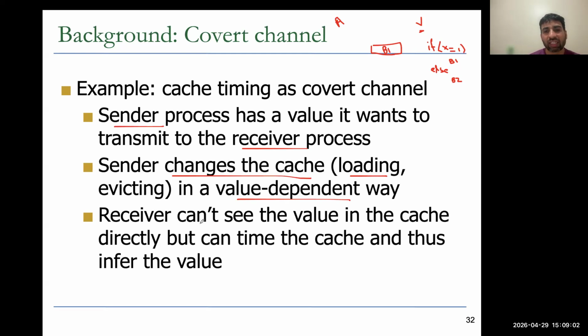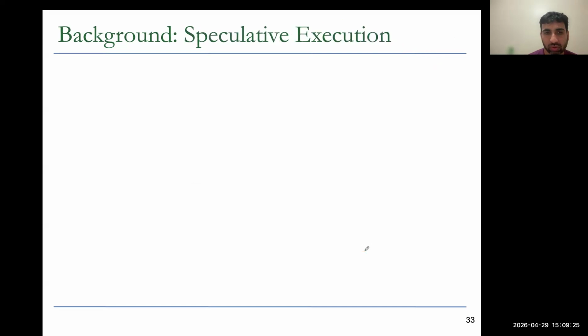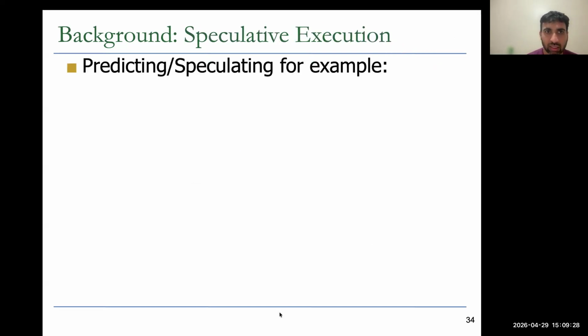And the receiver cannot directly see the value in the cache. The attacker cannot see that the value of x is equal to 1, but by timing its cache access, for example, how long it takes for A to access B1. If it is a hit, it takes much less time, and if it is less time, then it means x was equal to 1 for the victim, right? So based on the cache timing, it can infer the value. Okay, let me complete these background slides, and then I will take your questions.